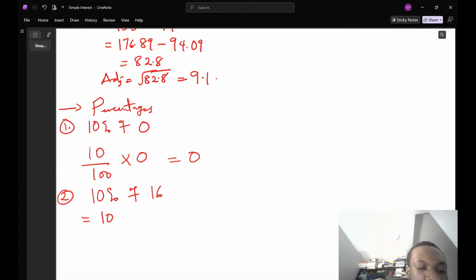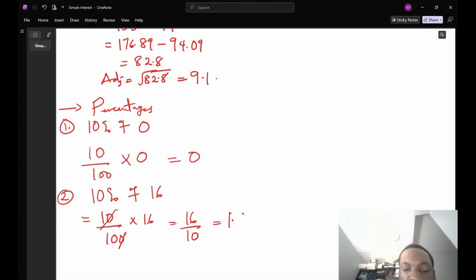Anything by percentage is always divided by 100. So that would be 10 over 100 times 16. This 0 will cancel this 0, so that will be 16 divided by 10, which is 1.6. Okay, so that would be the answer for that question.